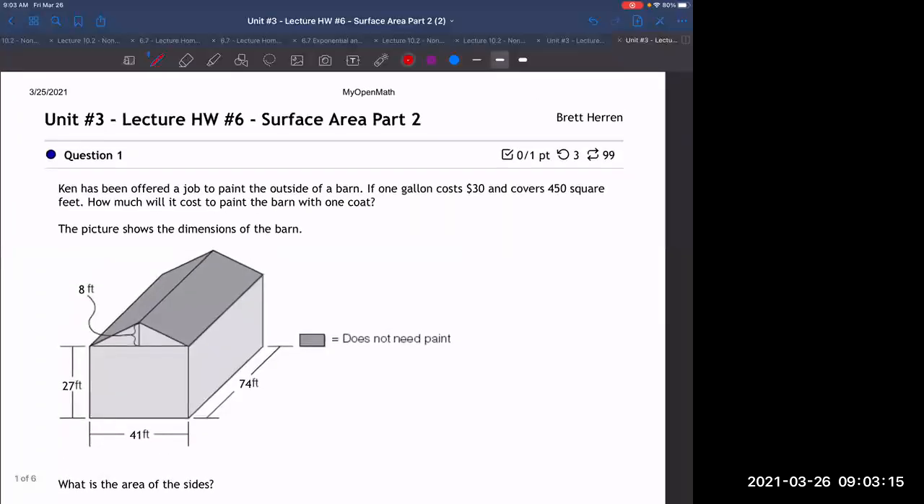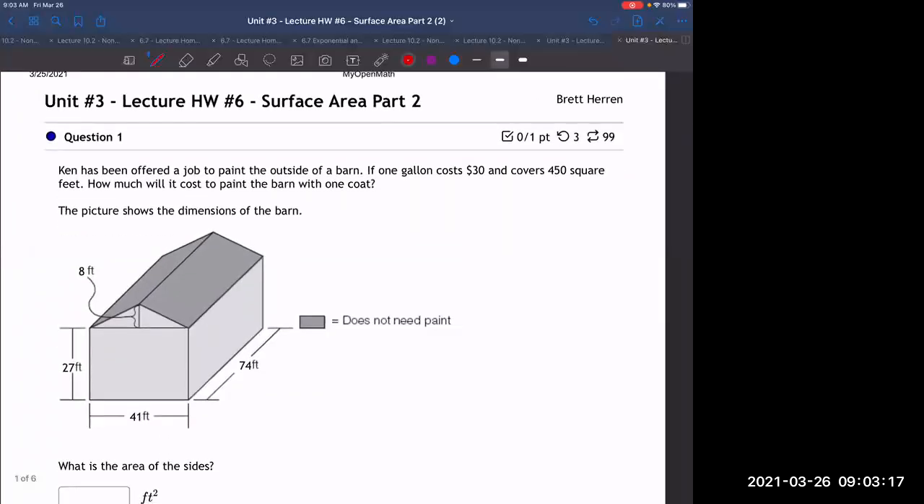Okay, so let's take a look at this one. Question number 1 here says Ken has been offered a job to paint the outside of a barn. If 1 gallon costs $30 and covers 450 square feet, how much will it cost to paint the barn with 1 coat?